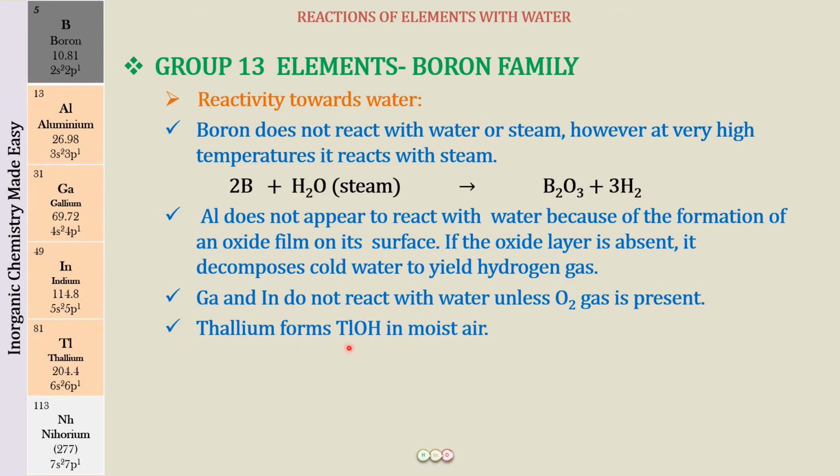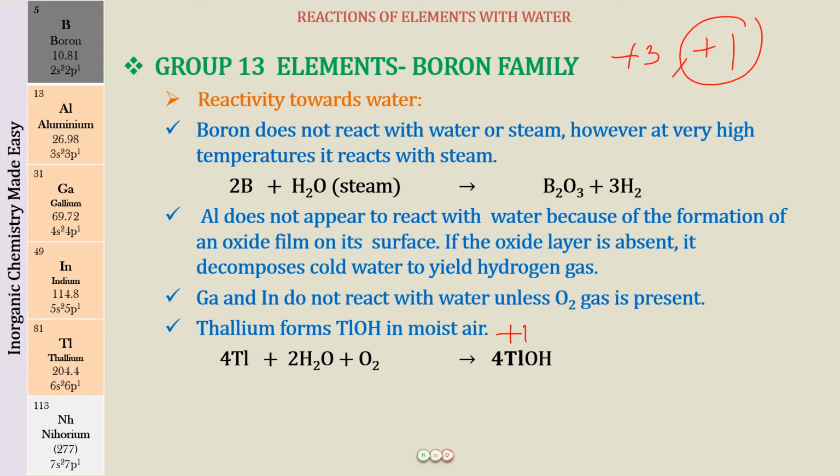Thallium forms thallium hydroxide in moist air. So this was one thing that you have to remember: thallium in reaction with water and oxygen will form thallium hydroxide in the +1 oxidation state. Generally, the group 13 elements show +3 oxidation state as well as +1 oxidation state. But as we go down the group, because of the inert pair effect, the +1 oxidation state is more stable. Therefore, when thallium forms its hydroxide, it will be in the +1 oxidation state.